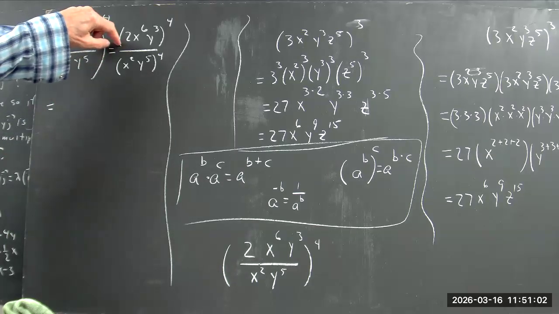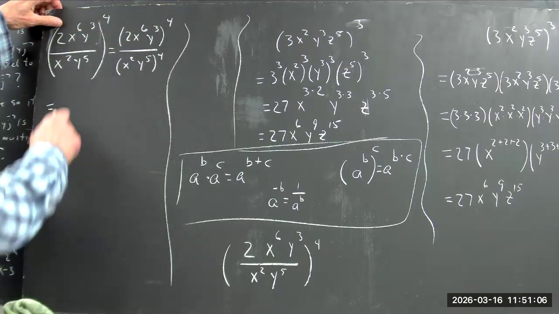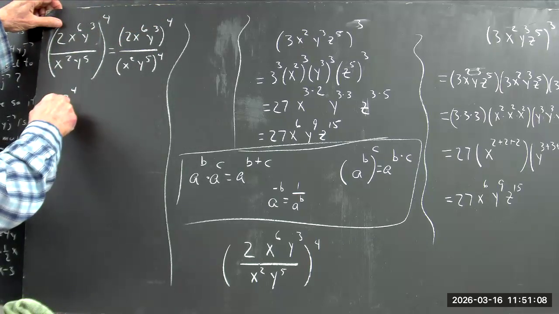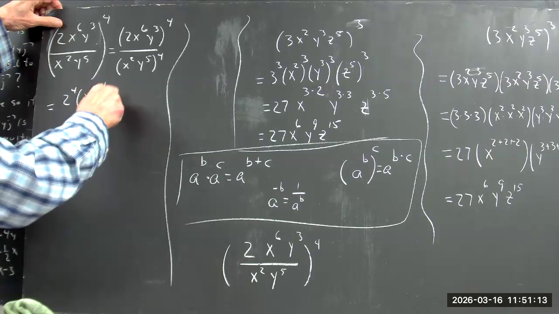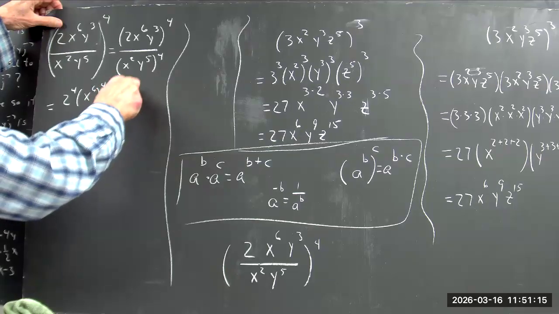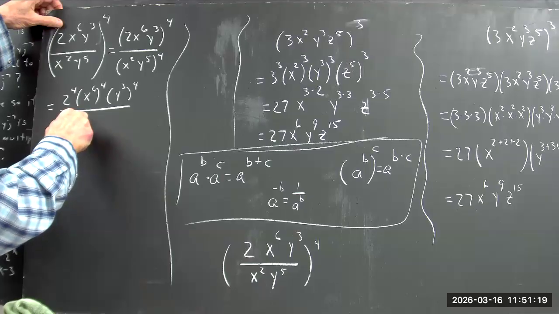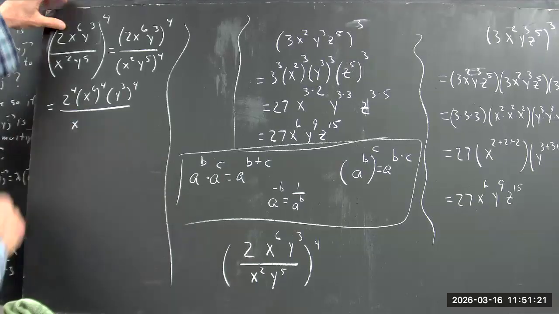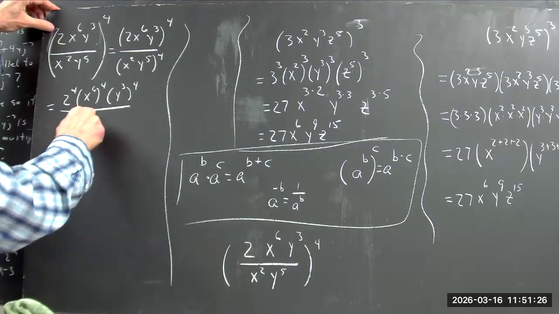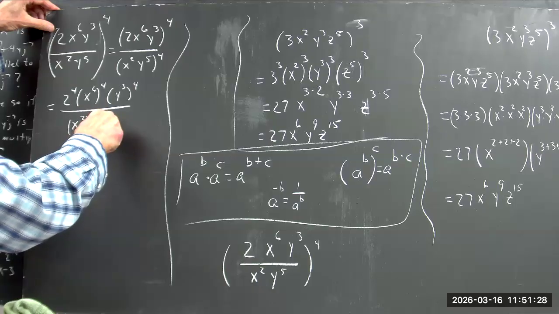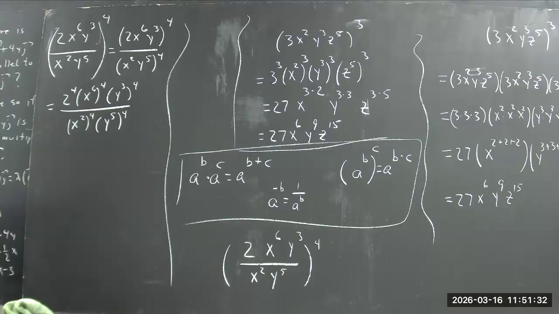Then I can write the 2x to the sixth y cubed to the fourth as 2 to the fourth times x to the sixth to the fourth times y cubed to the fourth over the x squared y to the fifth to the fourth, which would be x squared to the fourth, y to the fifth to the fourth. That goes in the denominator.